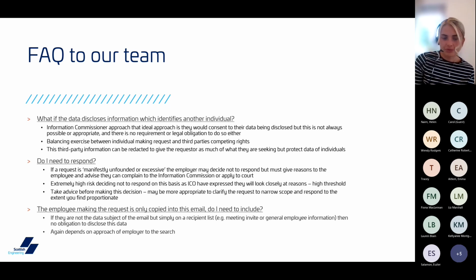The most common approach is that the third party information will be redacted out, with a view to giving the requester as much of what they're seeking from the request, but protecting the data of that third party individual. The third one is, we've had this response in, it's going to cripple us resource wise. Do we need to actually respond to it?